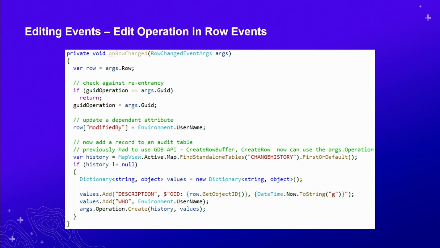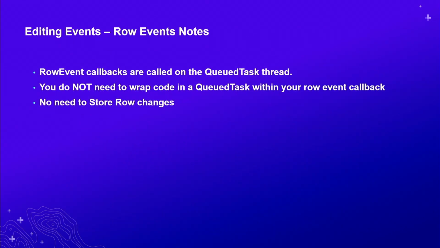Notice that there's no execute and no new edit operation there. So just to highlight a few things again, row event callbacks are called on the QueuedTask thread already. Notice in that code that I didn't actually set up a QueuedTask run block there. It's already happening. You can specify it, but it doesn't really change anything. No need to store row changes either.